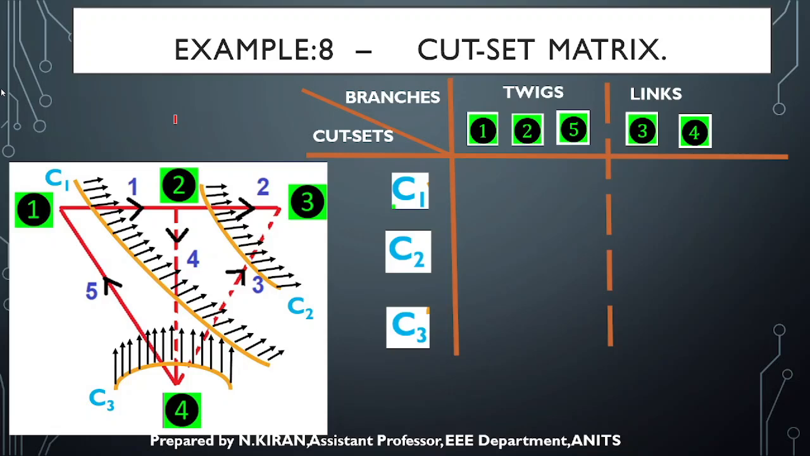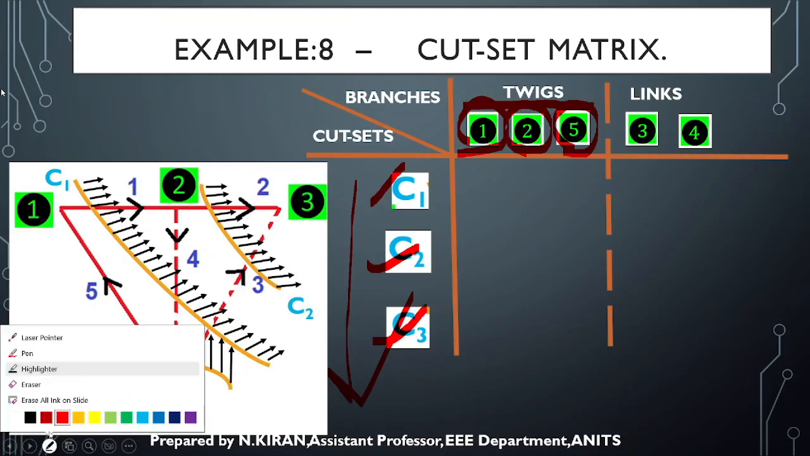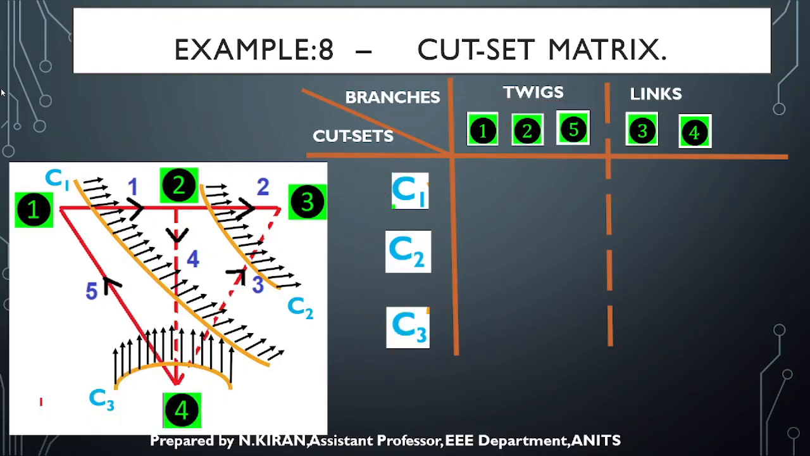So the twigs are 1, 2 and 5, and the links are 3 and 4. Whatever order you follow for twigs, the same order we should follow for cut sets also. The cut set related to the first twig is C1, so I have entered C1 first. The cut set related to the second twig is C2, then I have entered C2. The cut set related to the fifth twig is C3, so I have entered C3. This is how the entries will be done for the cut set matrix.